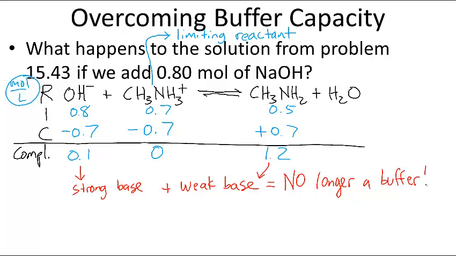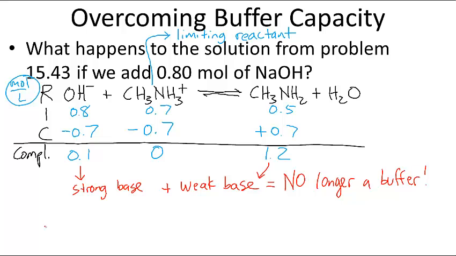So this is no longer a buffer, and I don't even need to do anything else to calculate the pH now. Because what species in the reaction is important to calculating the pH? OH minus. And I know the concentration of OH minus because I have some left over.